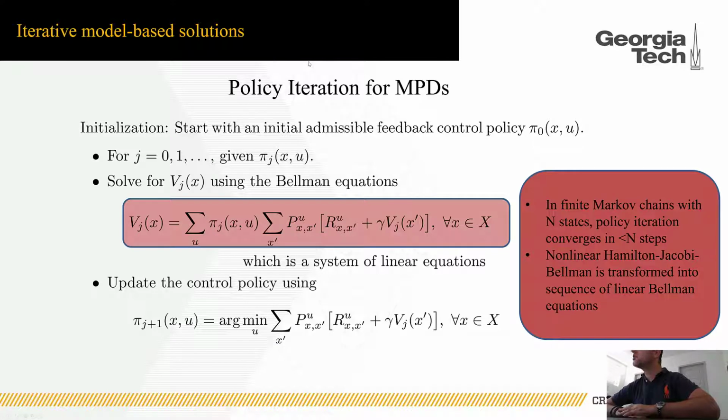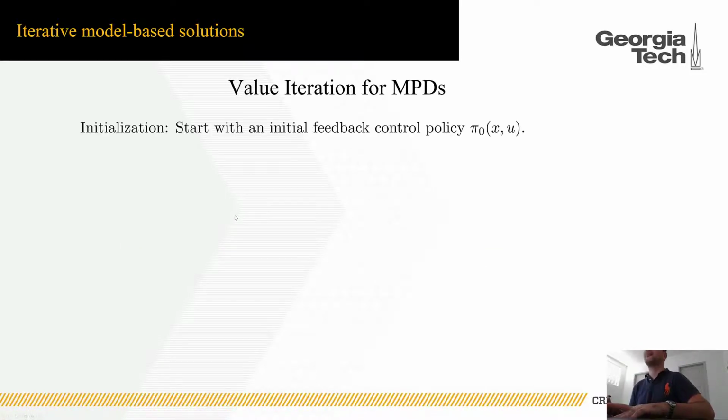For finite Markov chains with n states, the policy iteration will converge in less than n steps. And of course, as we talked about, the Hamilton-Jacobi-Bellman equation, which is this equation over here, you can transform to a linear sequence of Bellman equations. Okay, so now let's talk about what is called value iteration for MDPs.